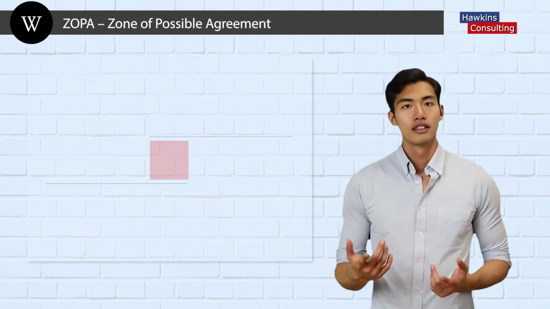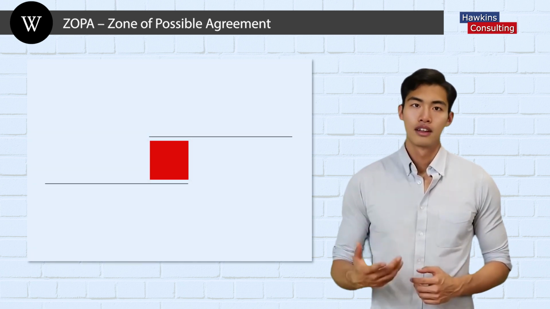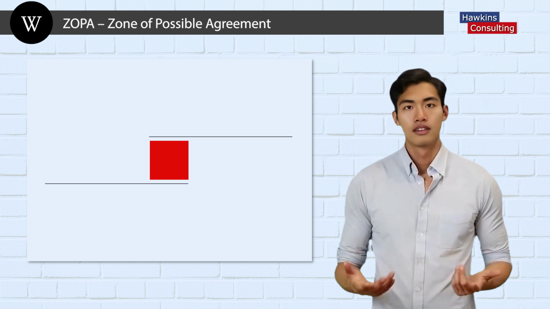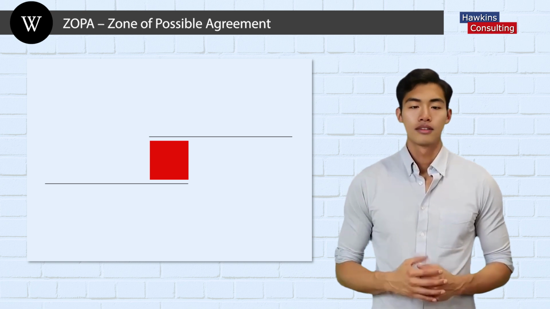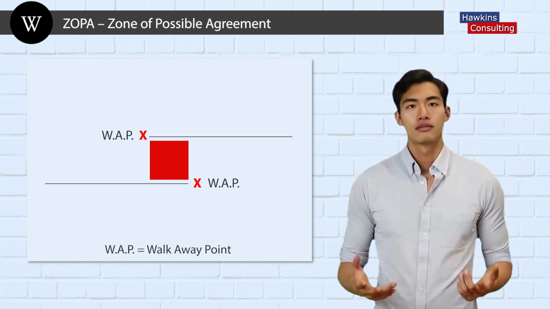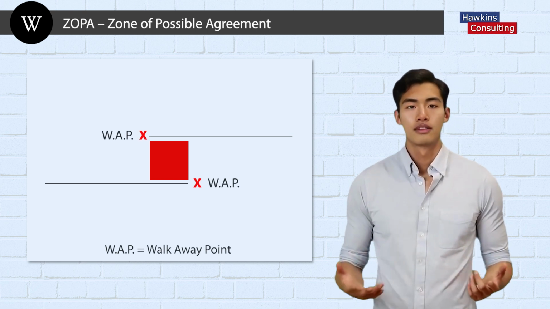Next, calculate and identify the overlap between your range and the other party's range. This overlap is your ZOPA. Ensure your WAP is clear, so you know the point at which you'll walk away from the negotiation if the terms don't meet your minimum requirements.